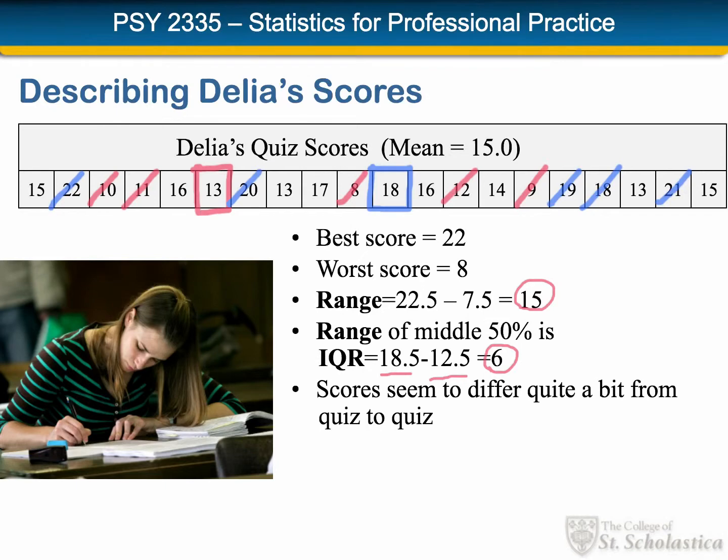We can tell that Delia's scores differ quite a bit from quiz to quiz. So probably whatever is happening with Delia is different than what's happening with Julian. She sometimes has a superb performance and sometimes a very poor one. In the tutor center, we would probably give different advice to each of these students.